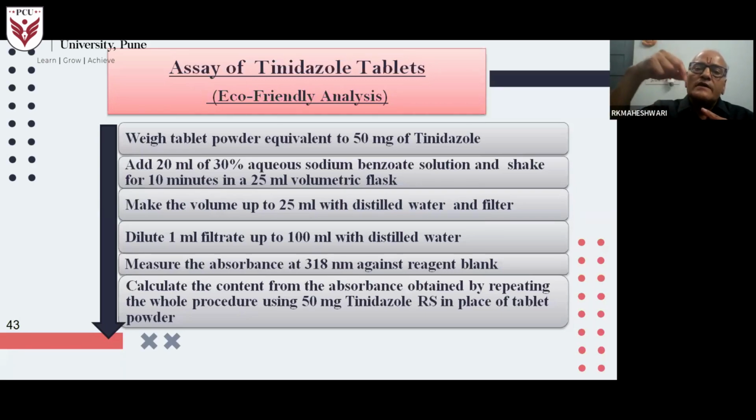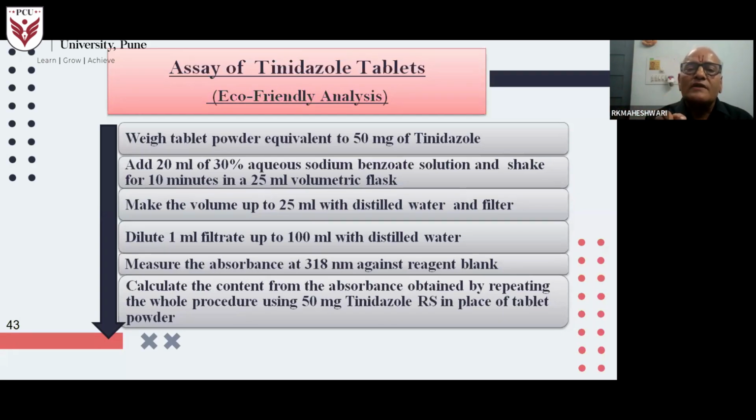You will shake it in the 25 ml volumetric flask. You will get a clear solution due to hydrotropic solubilization. Then make up to the mark with water, 25 ml. So now this is the stock solution, 25 ml, which contains 50 milligram of drug. 50 milligram per 25 ml means 2 milligram per ml. 2 milligram per ml means 2000 microgram per ml; the stock solution is ready.